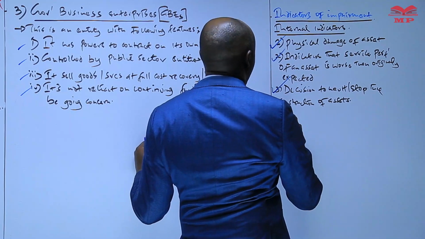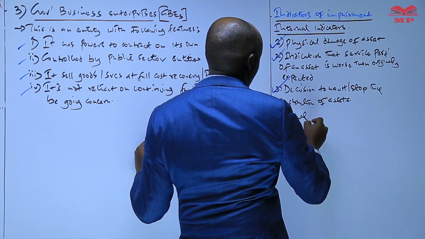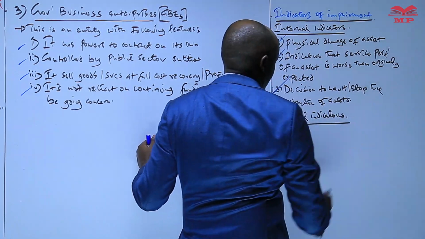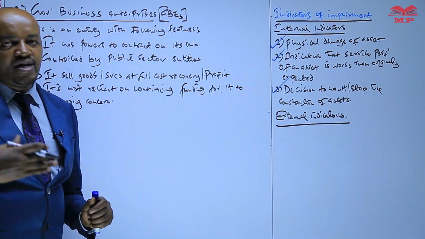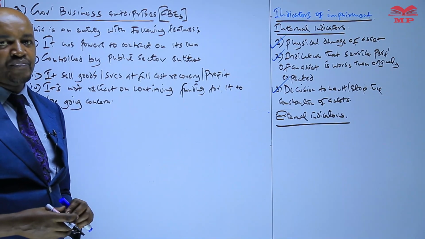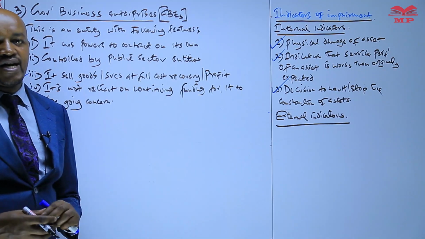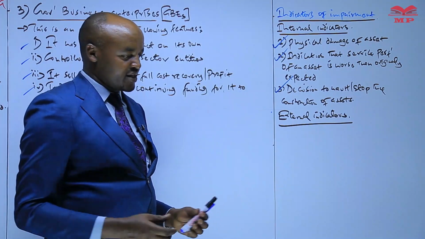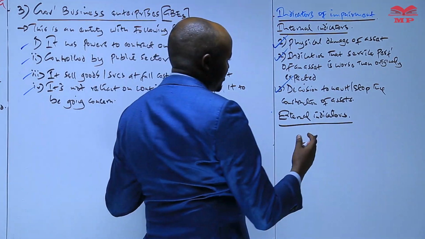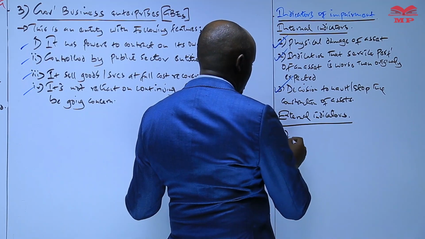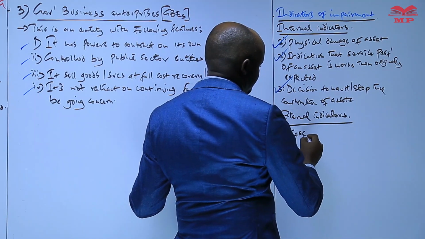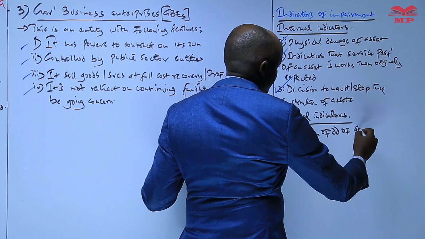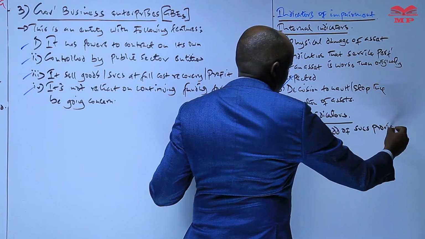Then from there we have the external indicators. These are the factors which show that the asset could be impaired and which are not purely under the control of the public sector entity. The external factors which show that a non-cash generating asset could be impaired include the following. Number one is cessation of demand for services provided by the asset.